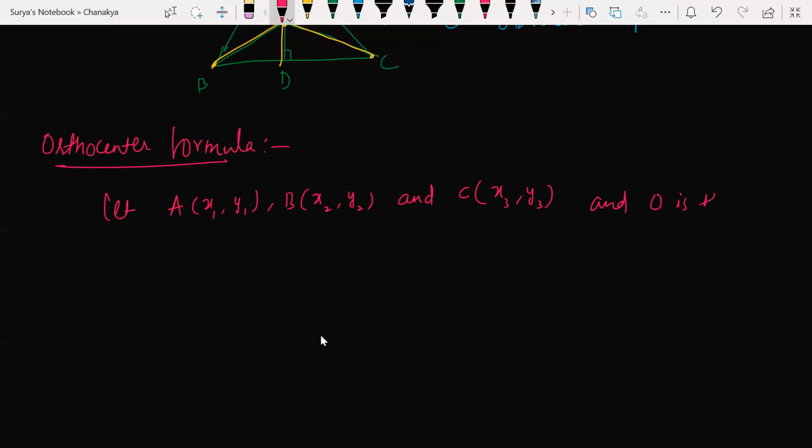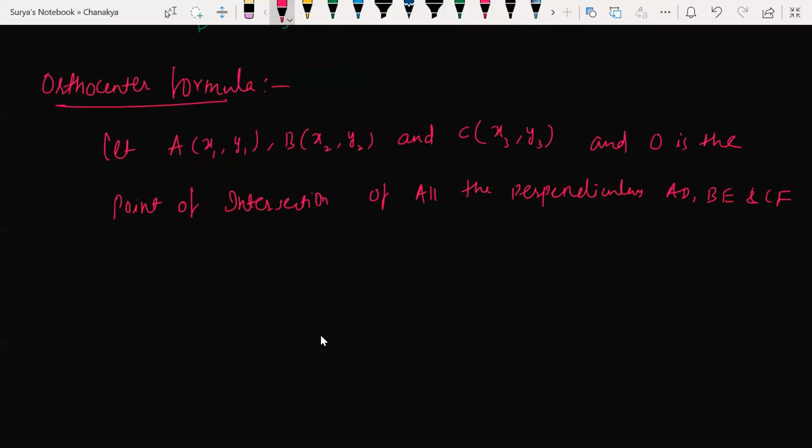O is the point of intersection of all the perpendiculars from the vertices, called AD, BE, and CF. Okay, so these are what they are basically.